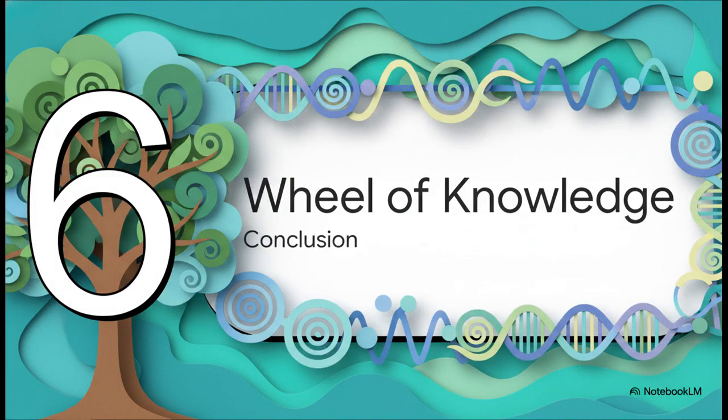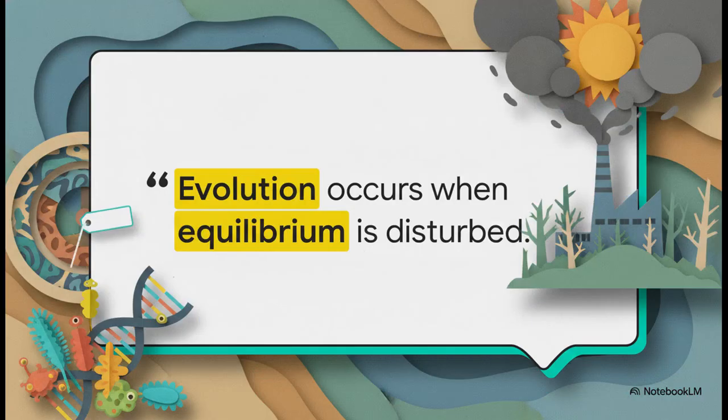And finally, part 6, the wheel of knowledge. We have covered a tremendous amount of ground today, from the majestic branching of the tree of life all the way down to the elegant math of genetic equilibrium.